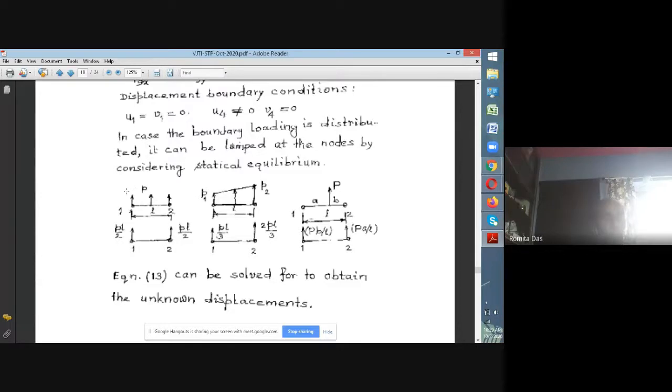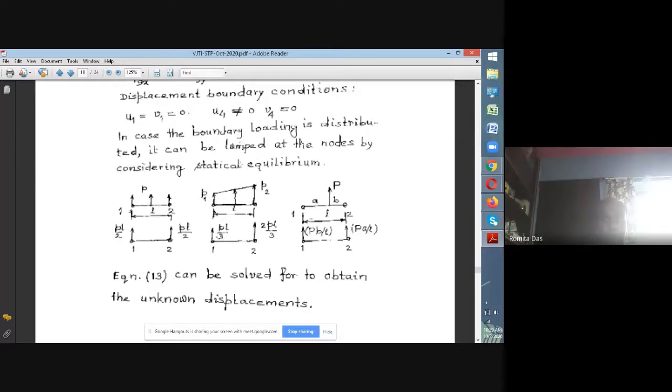The total load over this segment, let's say its length is L, is PL. And what is the normal way to go about it? The simplest way is that you lump it, half of that at this node and half at the other node. So in this case, the distributed load can be converted into equal loads of PL by 2 at the left node and PL by 2 at the right node. Suppose the load is linearly varied.